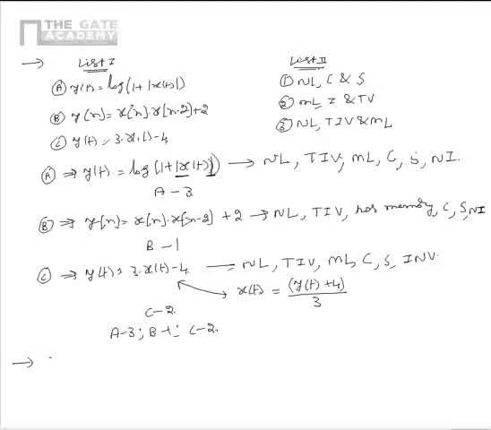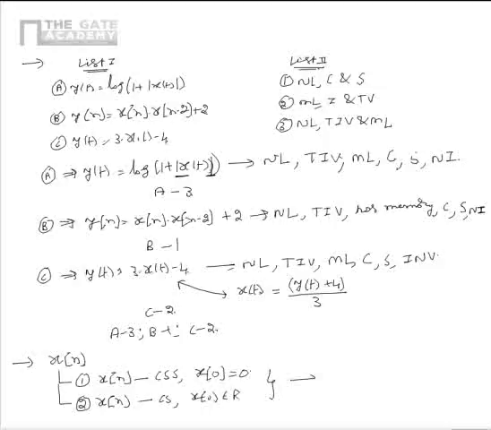Now let us consider another problem in which there is a discrete time signal x of n given. There are two statements given as related to x of n. The statement one is if x of n is conjugate skew symmetric, then x of 0 is equal to 0. Then second statement is if x of n is conjugate symmetric, then x of 0 must be real. We have to pick which of these statements are correct.